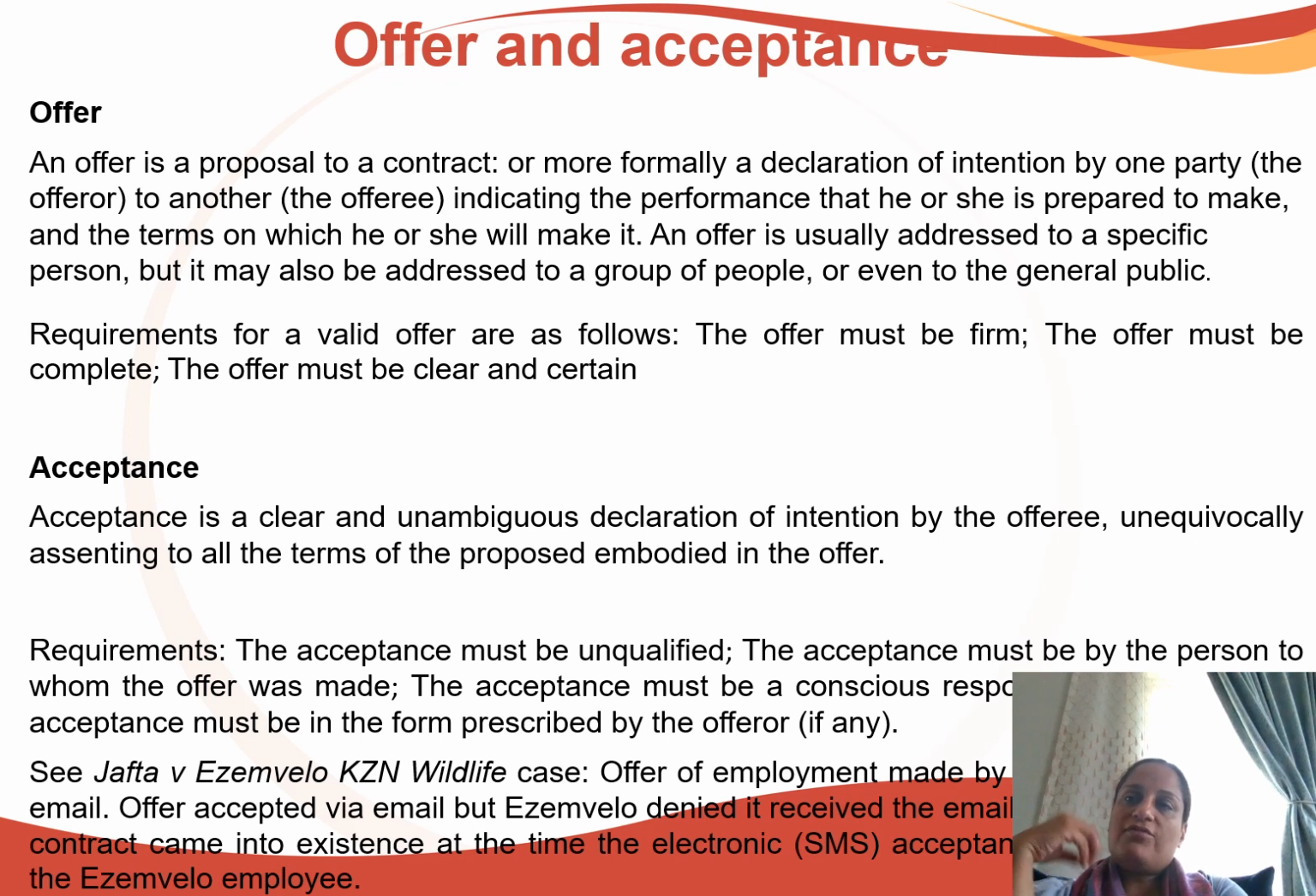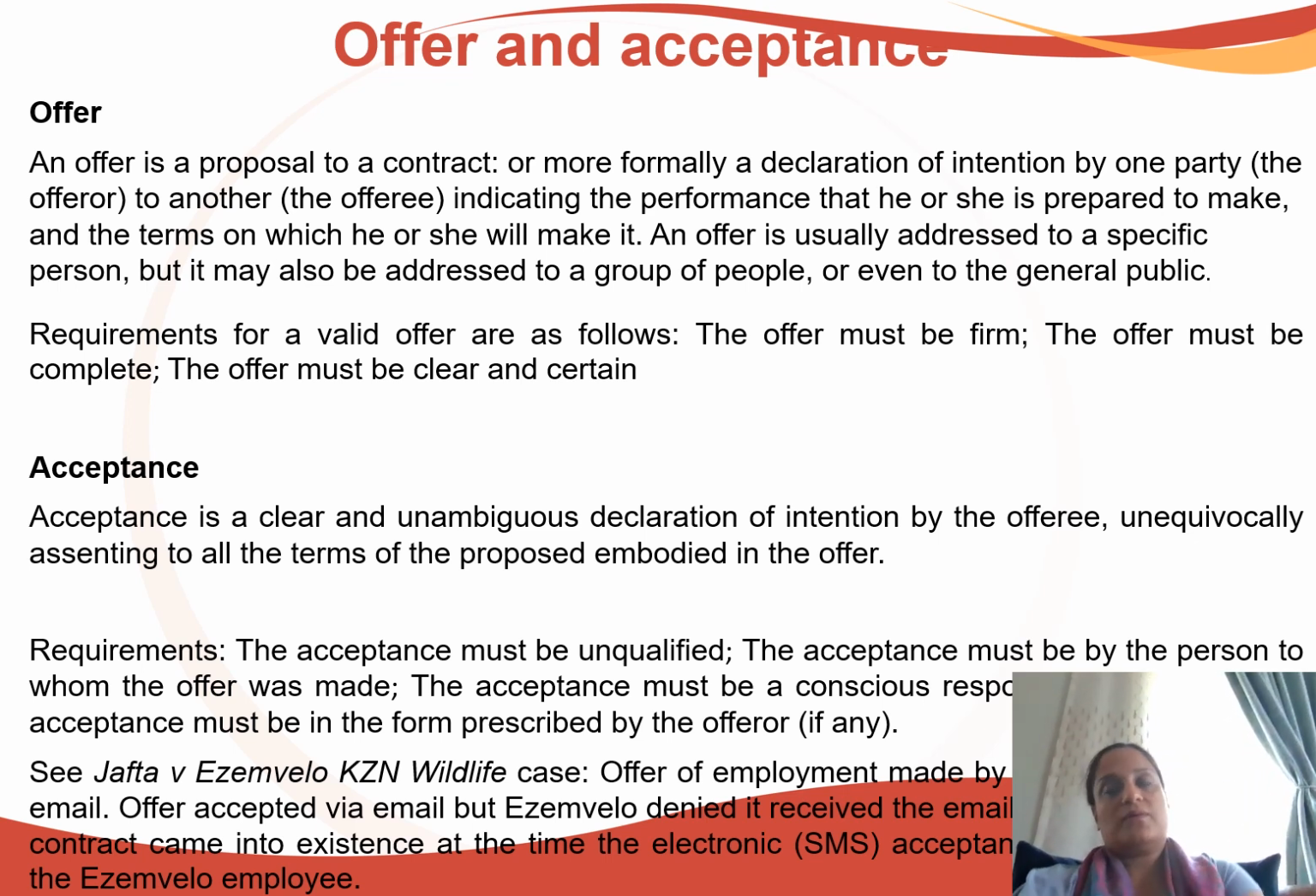So an offer is when somebody says, well, I'm selling this product or a service for a certain amount. It's only when the other party to the contract actually accepts it that it becomes a contract. So just remember, it must be a firm offer, must be complete, and the offer must be clear and certain, and the acceptance must, of course, then accept that specific offer. Those are very important things, and the JAFTA case actually talks about it quite well. So just keep in mind how that played out in that case.